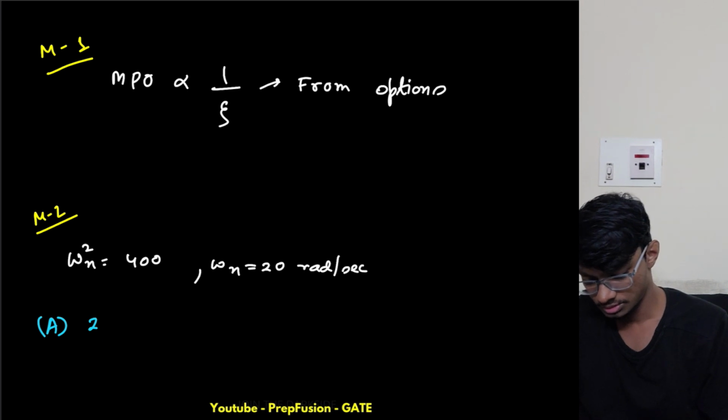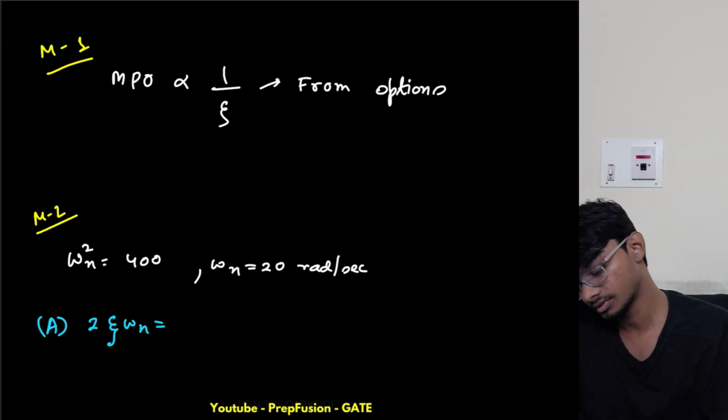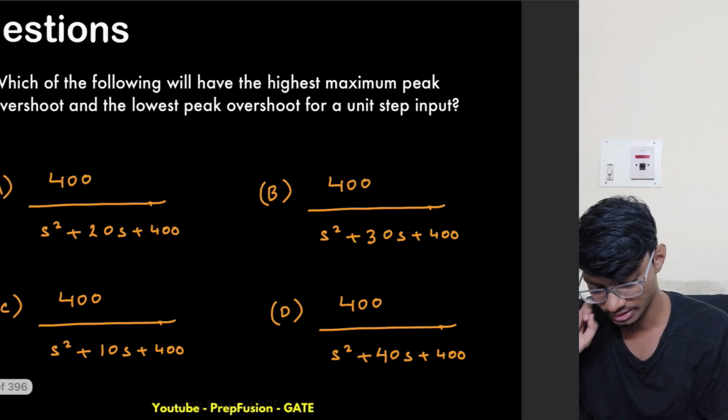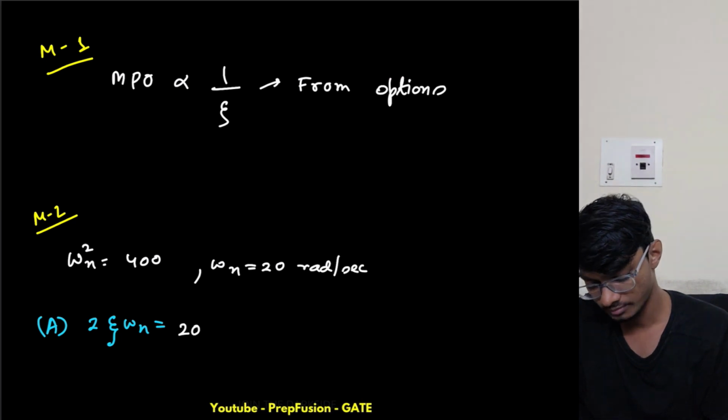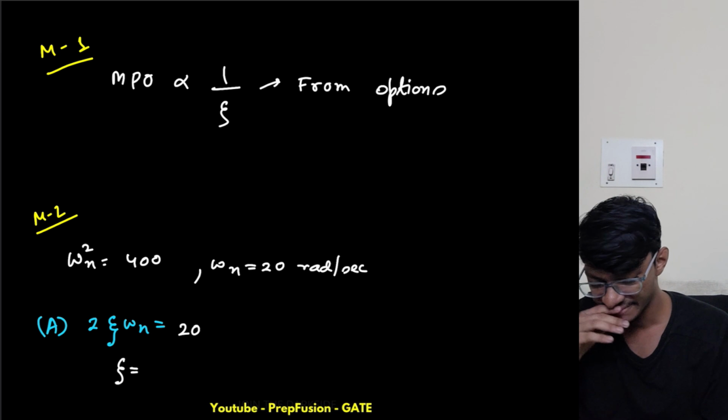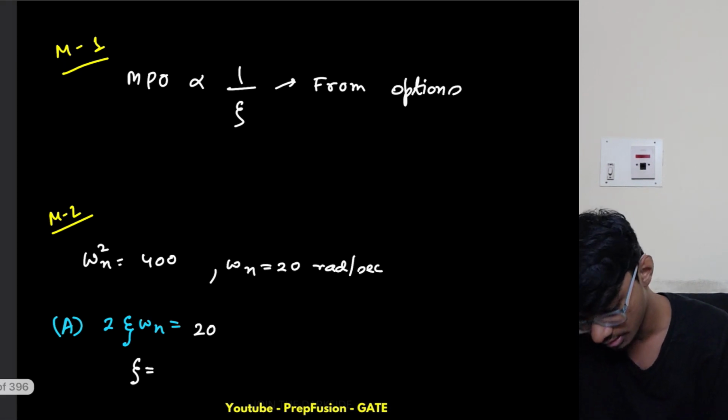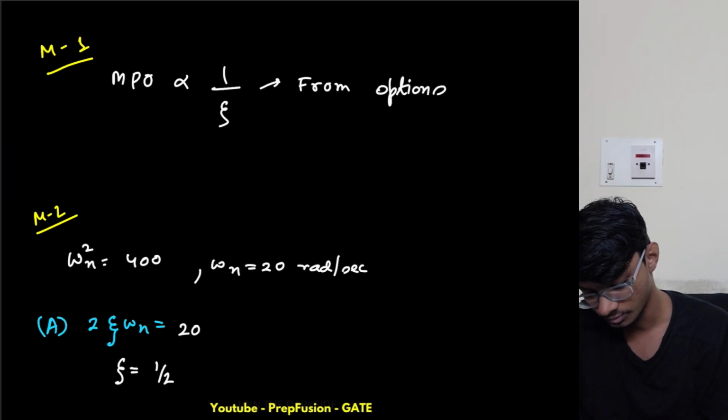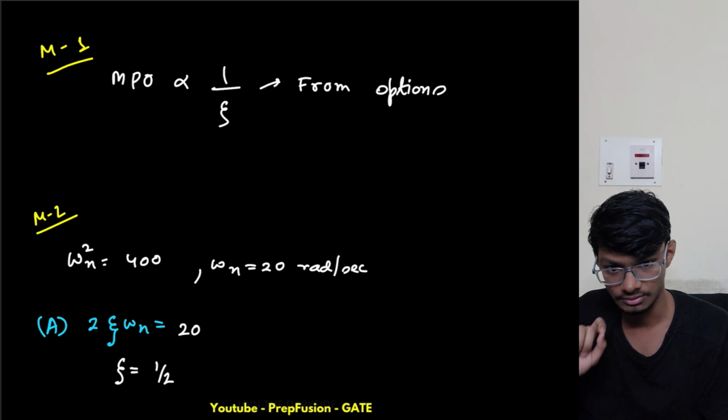So this is my 2 zeta omega n. What is my 2 zeta omega n? It is basically equal to, for A, 20, right? So what will be my zeta? 2 zeta into 20 is 20, so zeta is 1 by 2. Okay, so this is my zeta for the first case.